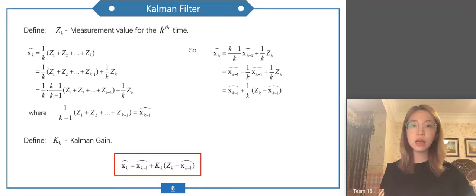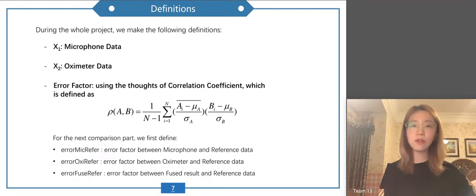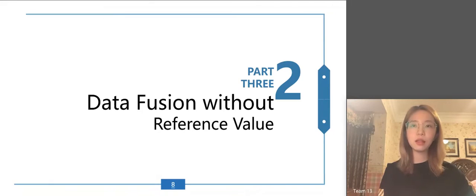During the whole project, we define parameter x1 as microphone data and x2 as oximeter data. For evaluating the fusion effect, reference data are also included to calculate the error factors by using the thought of correlation coefficient. More definitions, which are used for the next comparison part, are shown here. Now, let's welcome Peixuan Jiang to explain the method of data fusion without reference data.